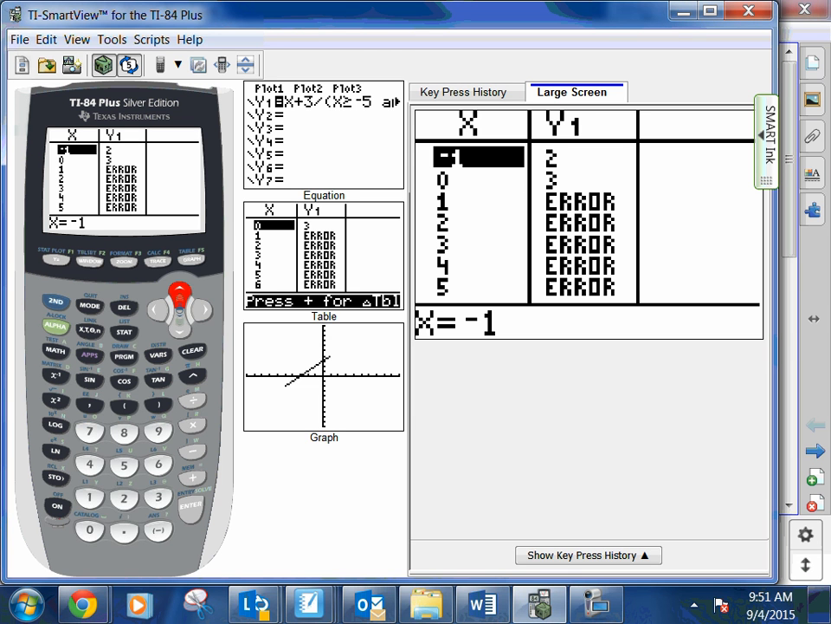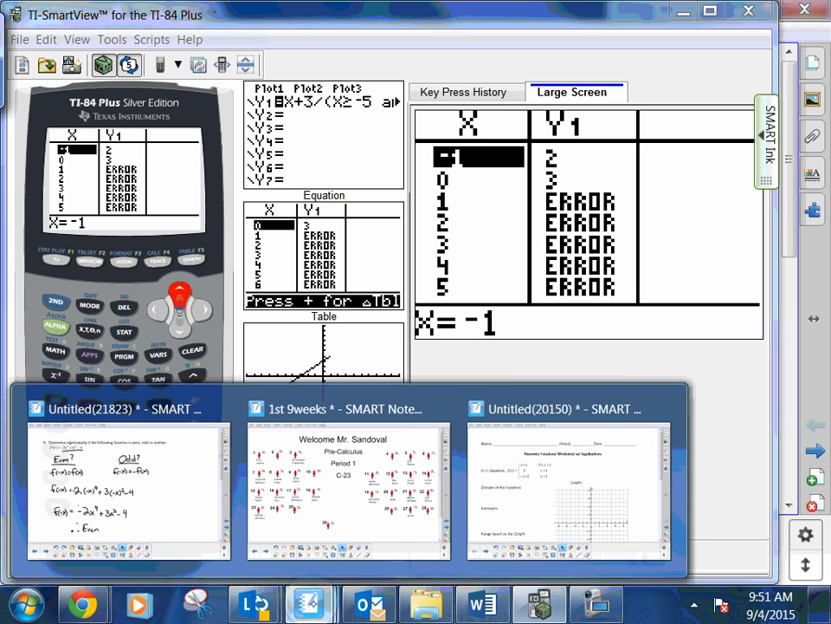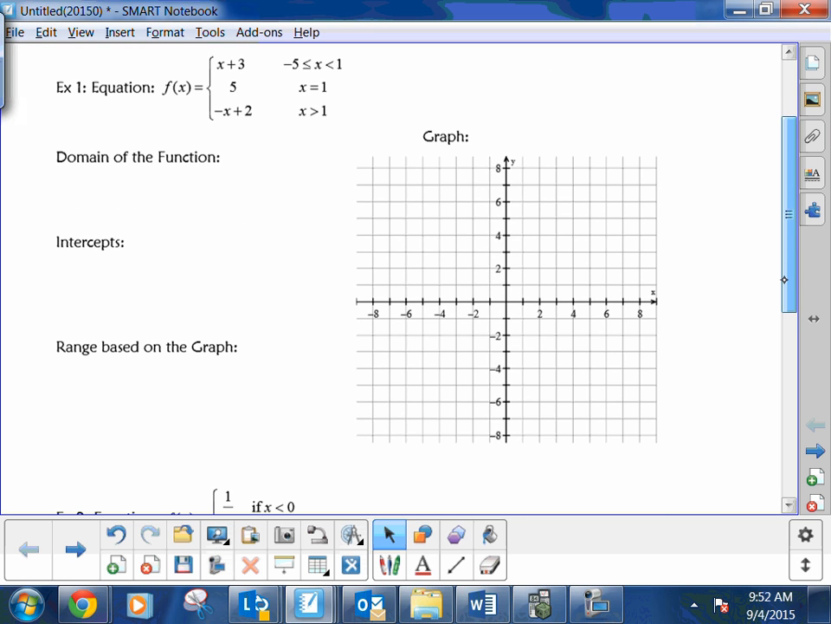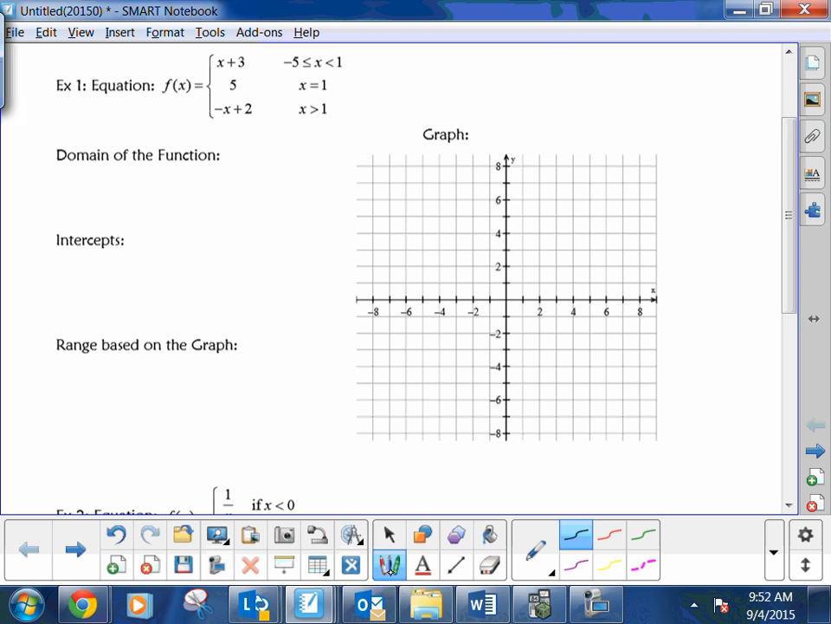So when you're given these functions, you can use your calculator to bring up the table. Now, it's not necessary to use the calculator because you could have also written this down. So we're going to graph that portion of it. You need a couple of points. So let's do 0, 3.